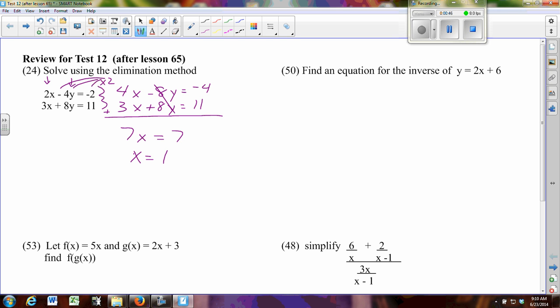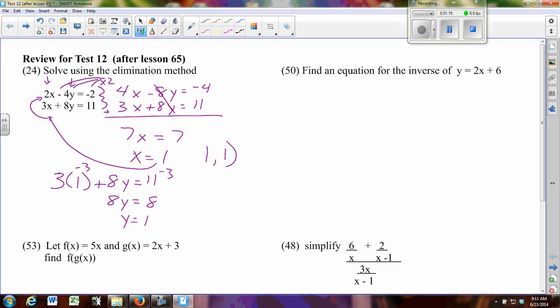Okay, now I have my x value. To figure out my y value, I can put x equals 1 into either of these equations. Does not matter. I'll use the top or the bottom equation. 3 times 1 plus 8y equals 11. So this would be 3. I bring the 3 over, so 8y equals 8. So y equals 1. So my point would be 1, 1. That's where these two equations would cross, at the point 1, 1.